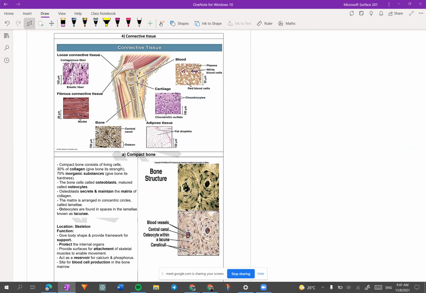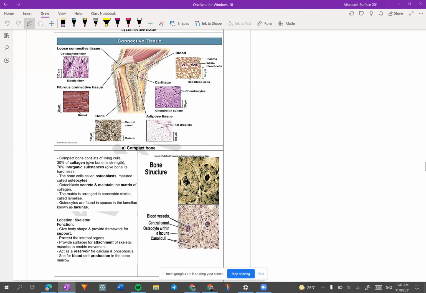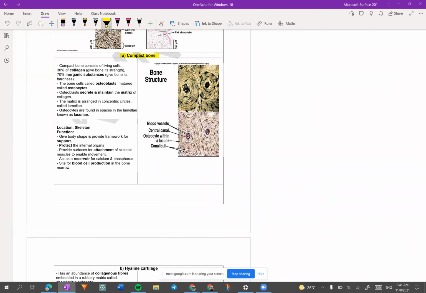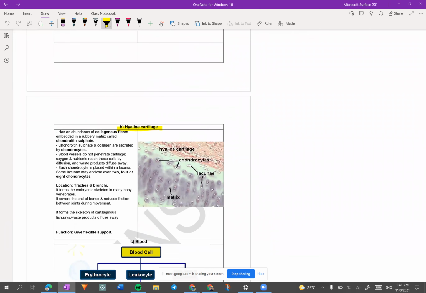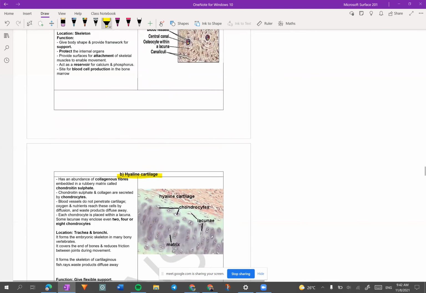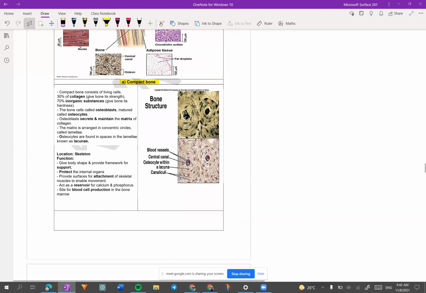Last of the animal tissue, you need to know about connective tissue. So, connective tissue has three things you need to know. One is compact bone, hyaline cartilage, and blood. So, for compact bone, you can imagine your real bone, like fish bone or chicken bone. So the structure is like this.